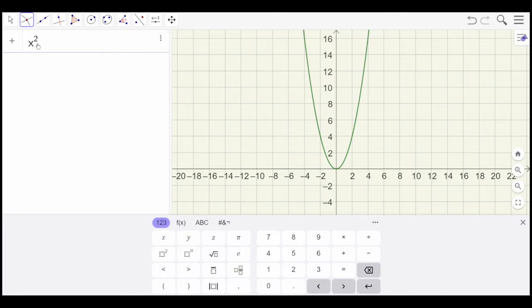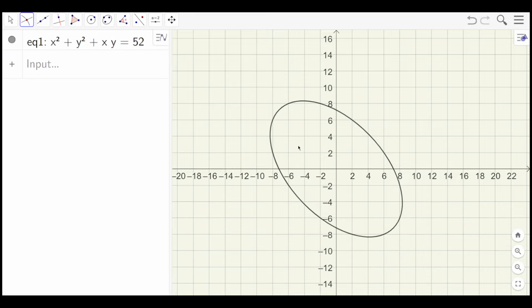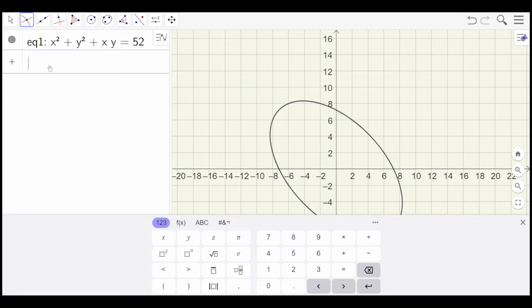So x to the power of 2 plus y to the power of 2 plus xy equals 52. xy shouldn't be written in that way; you should put a product between them. And that is an ellipse. That's interesting. Of course I know a little bit higher mathematics, so I knew that this is going to be an ellipse. And then the other one is x plus y equals 8. And that is also interesting.